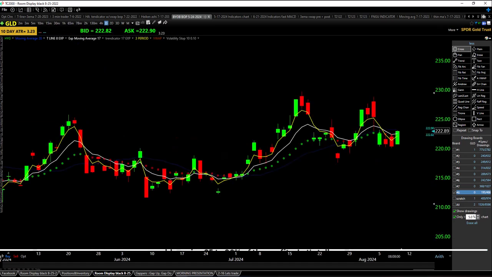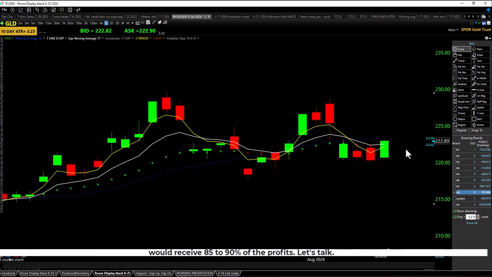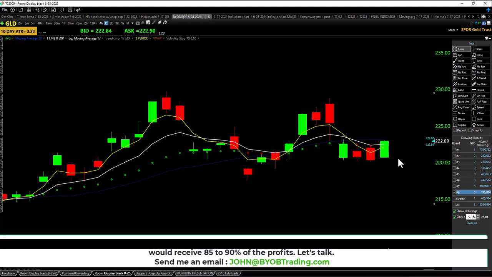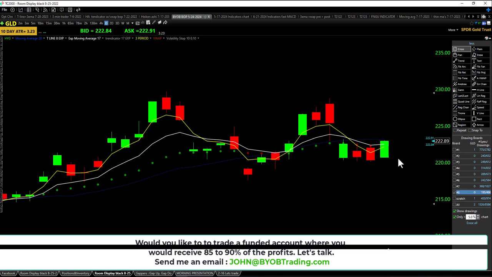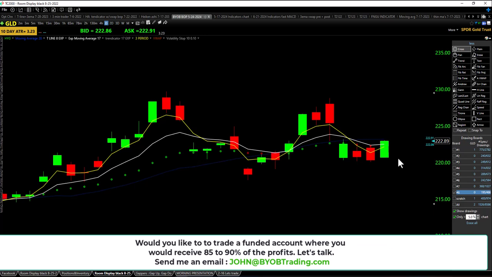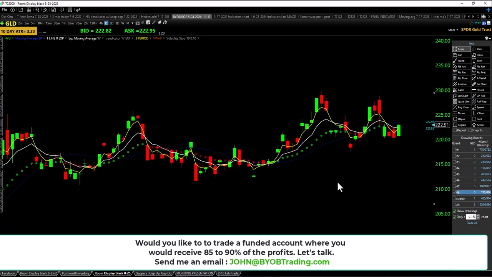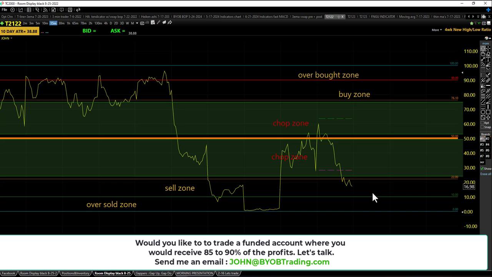GLD remains in an uptrend. Yesterday's price action, we got ourselves an outside day. That's a lower low and a higher high, but closed underneath a bearish trap and underneath a flat 17 EMA. Looking like a bullish engulfing right there on today's candle. That's GLD. All right, let's take a look at our technicals.